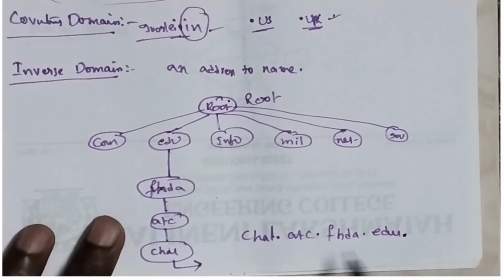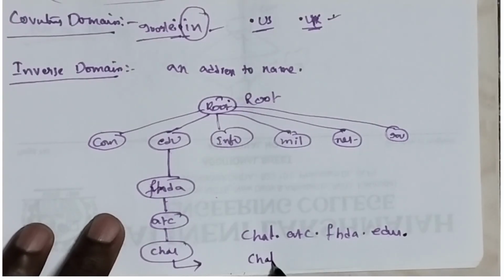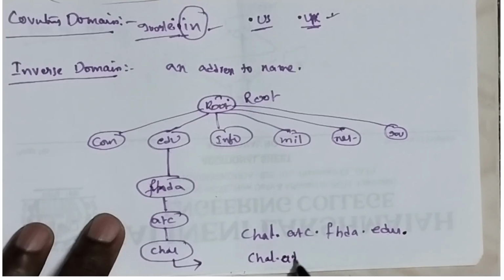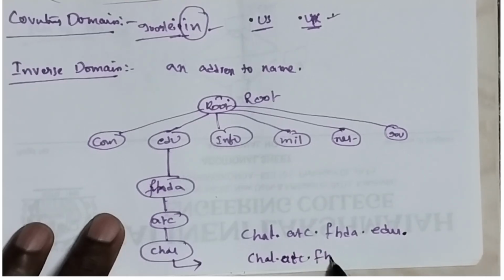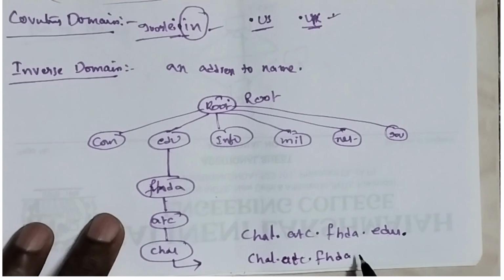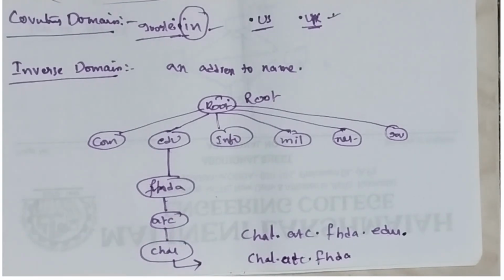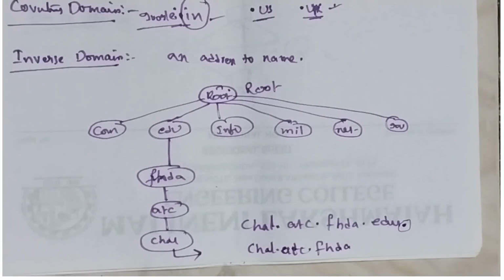If you mention it like chal.atc.fhda.edu without the trailing dot, then it is called a partially qualified domain name. If you are considering the root node, we mention the null value dot. If you are not considering the root, we won't put any dot at the end of the domain.